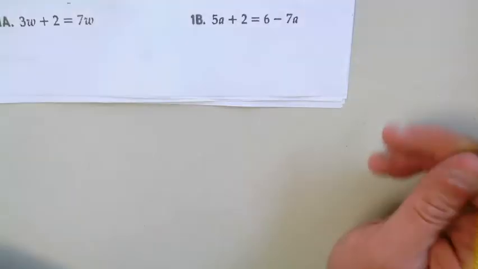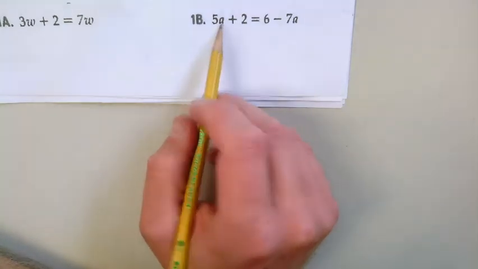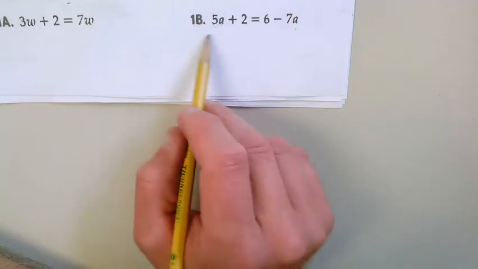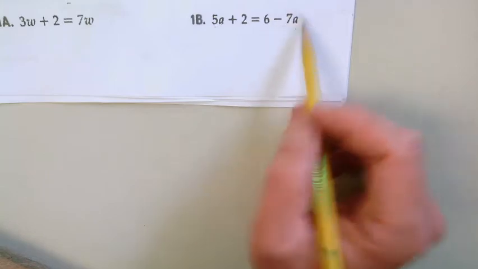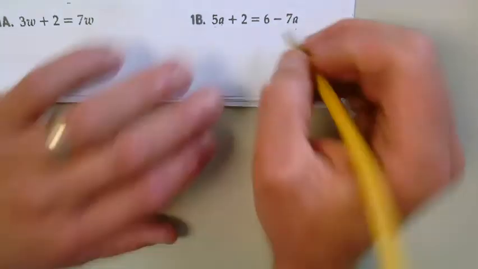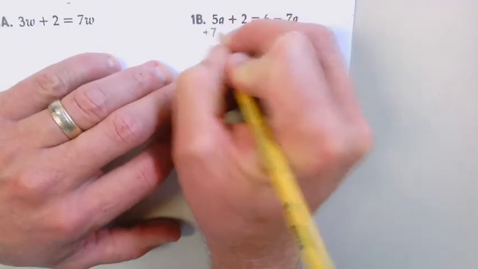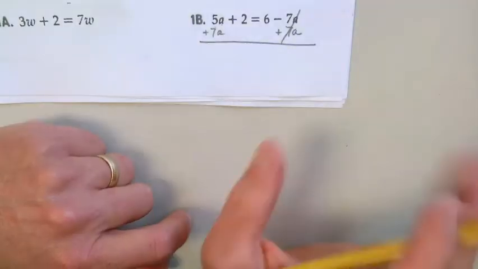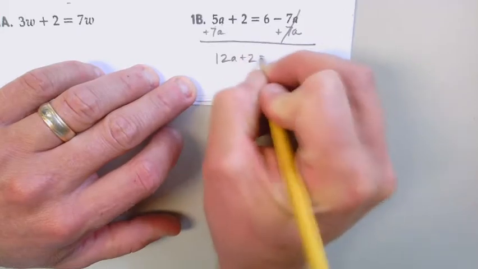Number 1b can be a little bit tricky here. If I want to get the a's to one side, I can either take from both sides and say, hey, this is a positive 5, so I'm going to subtract 5a. Over here, this is a negative 7a, so you could add 7a. I like to try and keep my variable positive. It's just a personal preference. So I'm going to add 7a to both sides. Those guys are gone. There's no more a's on the right-hand side. So this would be 12a plus 2 is equal to 6.